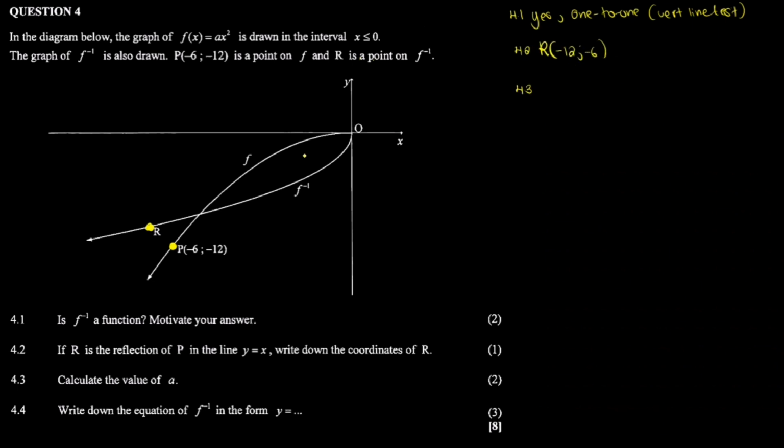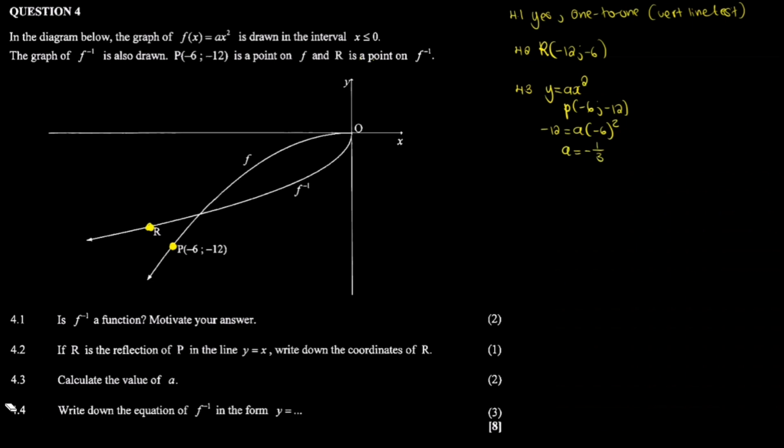Now 4.3, they're asking us to calculate the value of a. Remember, we have y = ax² with this parabola that was given to us. To find the value of a, we substitute point P with the coordinates (-6; -12). We see that the y value is -12, which equals a times (-6)². If you divide both sides by (-6)², your value of a is going to be -1/3.